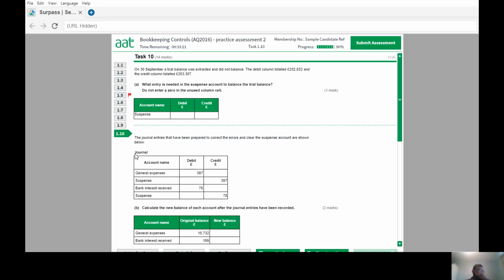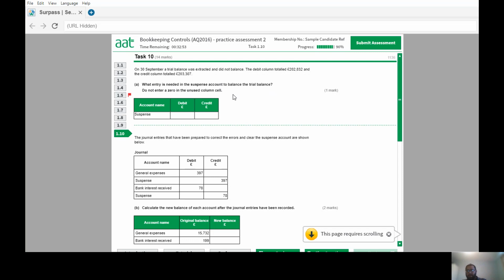The last question. Plenty of time still left on the clock. Let's have a look at this. On 30th of September, a trial balance was extracted and did not balance. The debit column total 202,832 and the credit column total 203,307. So what entry is needed in the suspense account to balance the trial balance? Do not enter a 0 in the unused column cell.